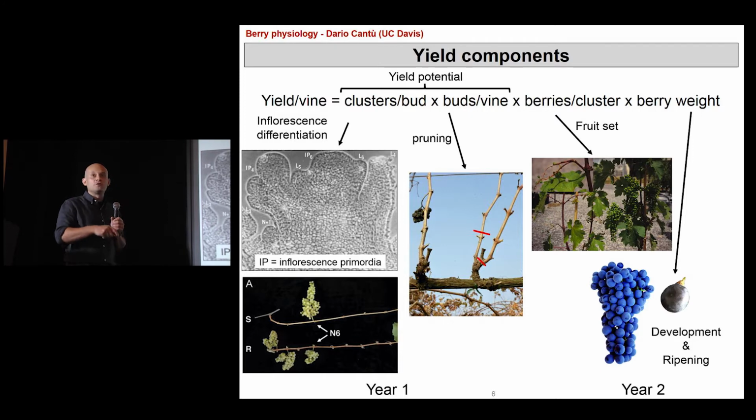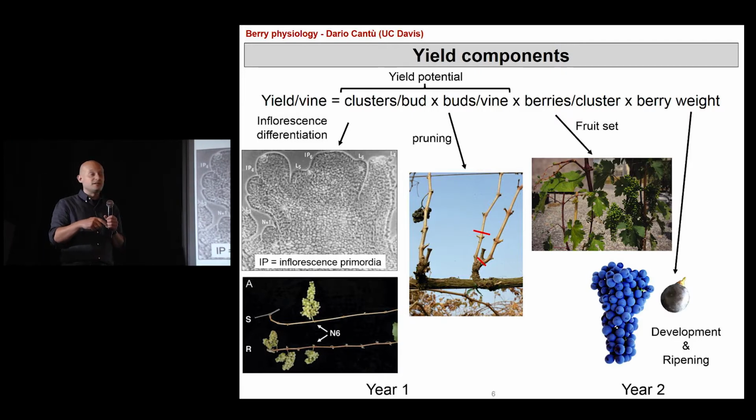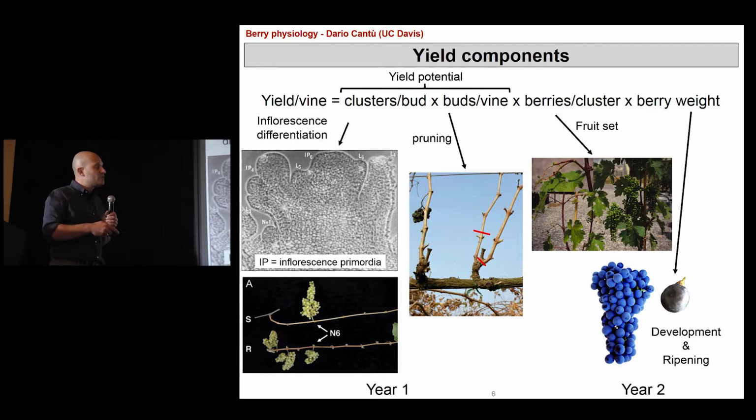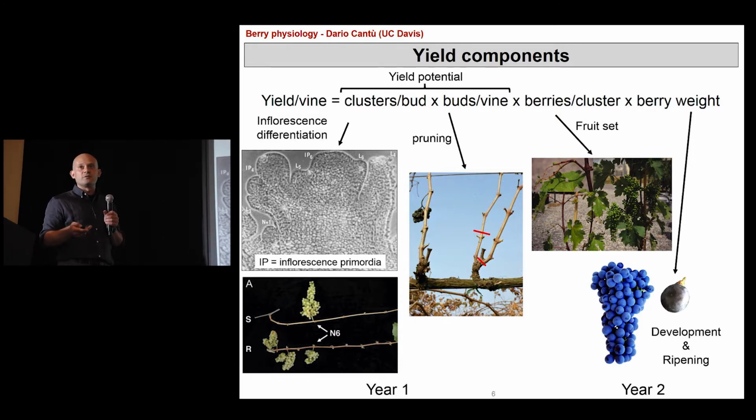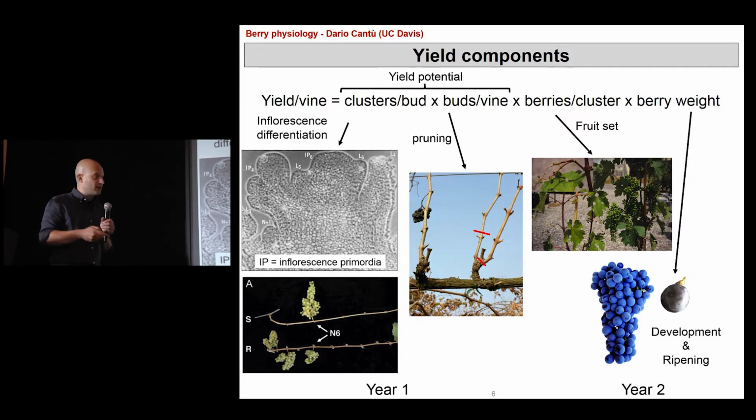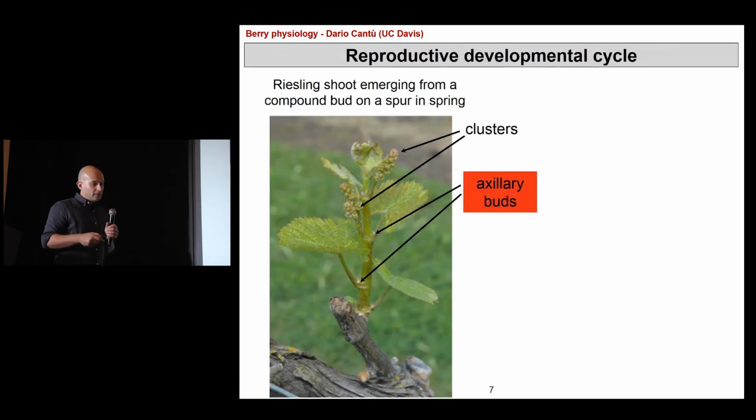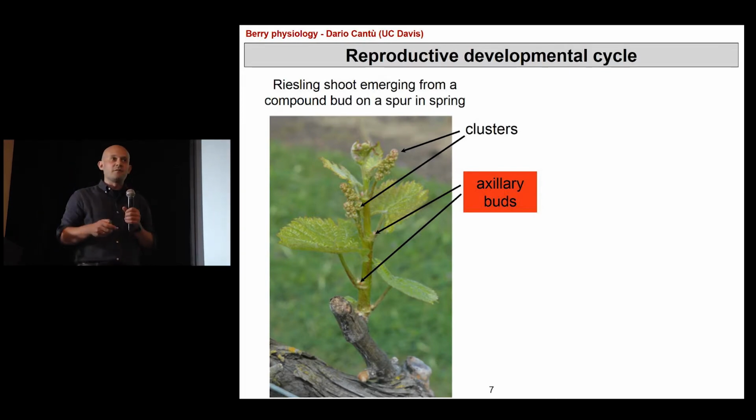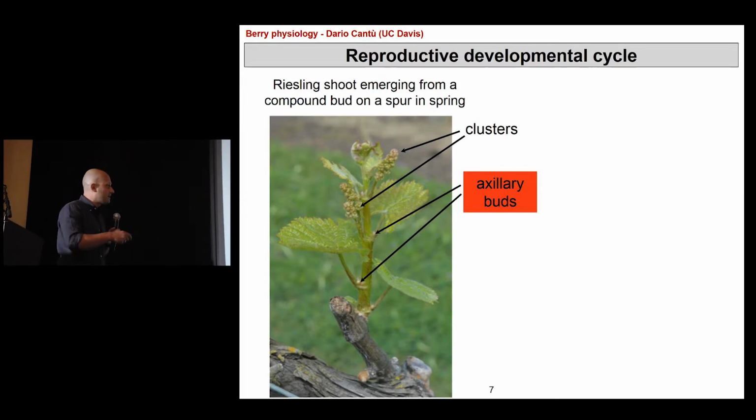So that's why I wanted to go through the reproductive cycle and not only focus on what happens in development and ripening, which is typically what we study in our labs, but is also the result, very, very tightly linked to what happens in year one. And also a good reminder for viticulture is that whatever we do to the vines in year one will affect year two at the final yield. So let's start from here. From after bud break, you see your primary shoot developing from your compound bud.